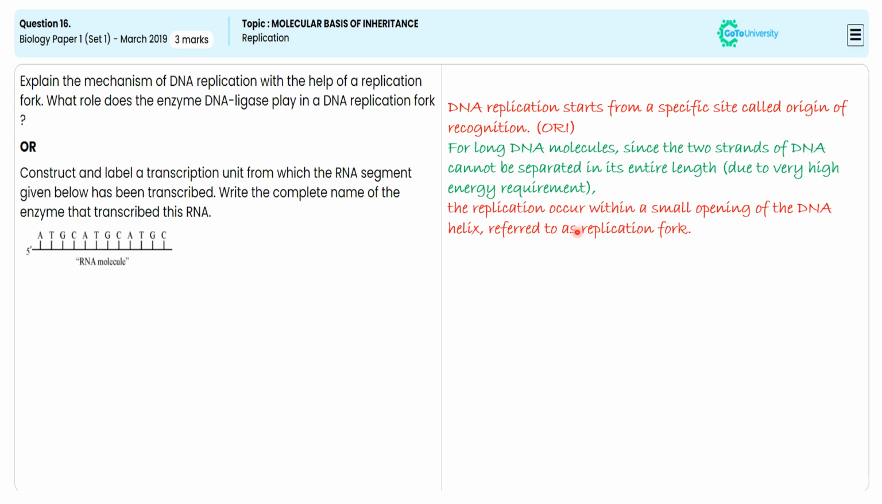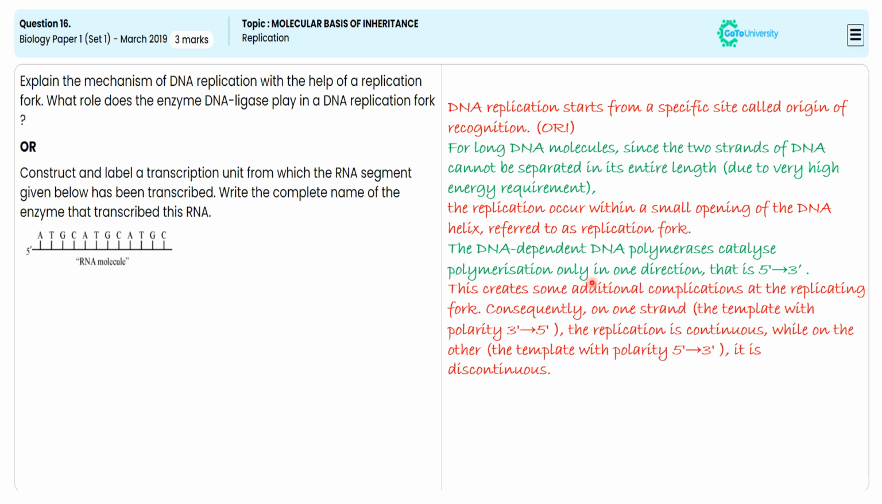The DNA-dependent DNA polymerase catalyzes polymerization only in one direction, that is, the 5' to 3' direction. This creates some additional complication at the replication fork. As a consequence, on the template with the polarity 3' to 5', the replication is continuous, and on the other strand it is discontinuous strand synthesis.